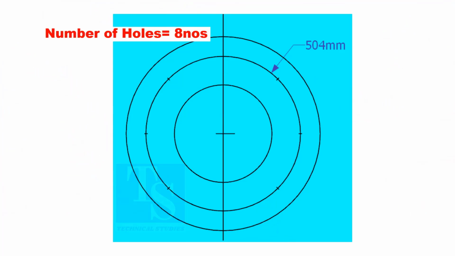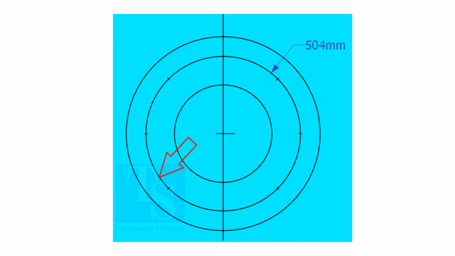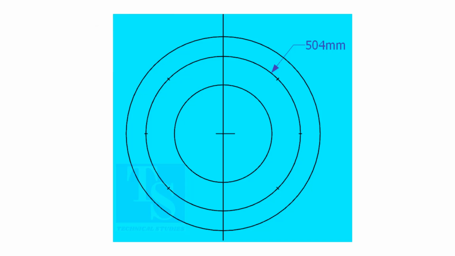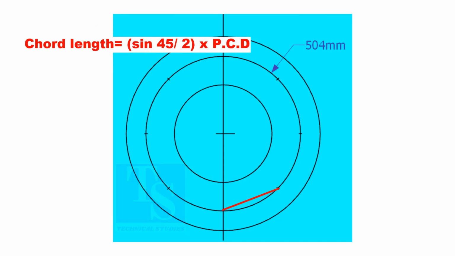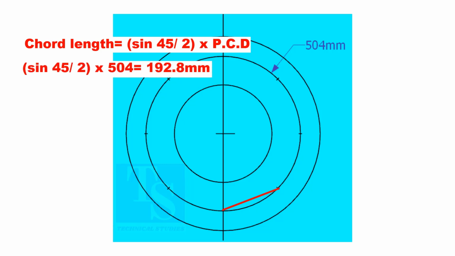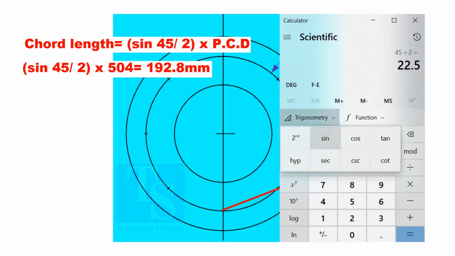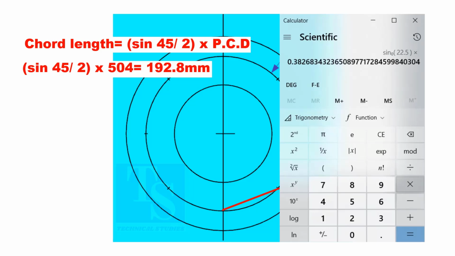Since the number of holes is 8, divide the PCD into 8 equal parts. To divide the circle easily and accurately, let us find the chord length of the holes. If you divide 360 by the number of holes, you will get the angle between two holes. Chord length equals sine 45 divided by 2 multiplied by PCD. The chord length is 192.8 mm.